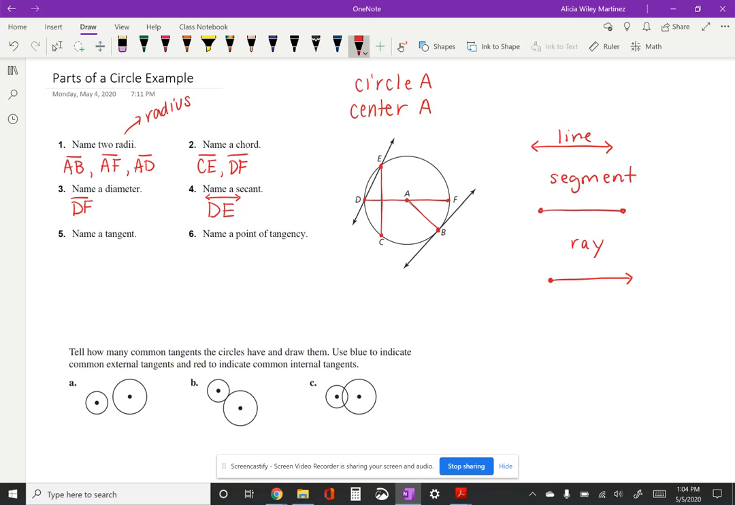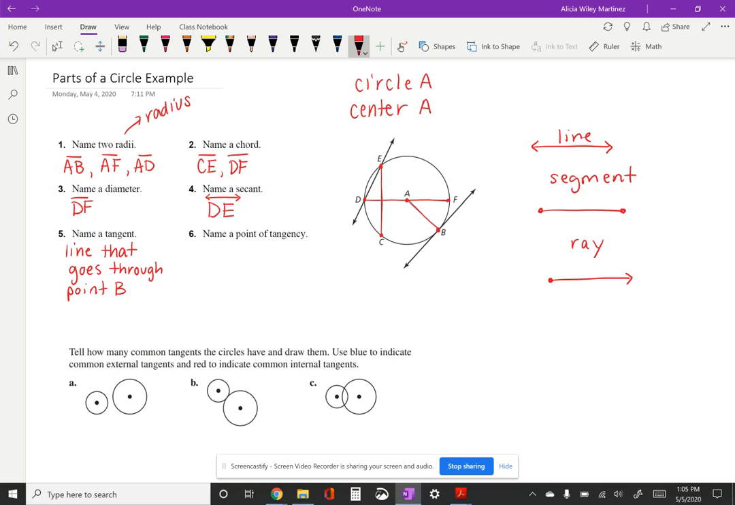Okay, so number 5 says name a tangent. A tangent is a line in the plane of a circle that intersects the circle at exactly 1 point. I can see that only the line that's tangent would be this line here, and they actually don't have enough labeled on here. So I'm just going to say that it's the line that goes through point B.